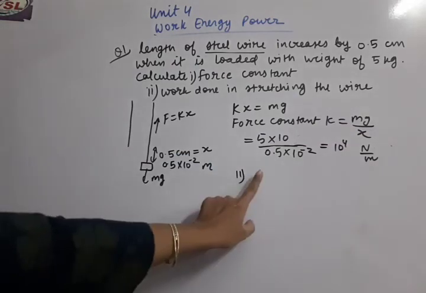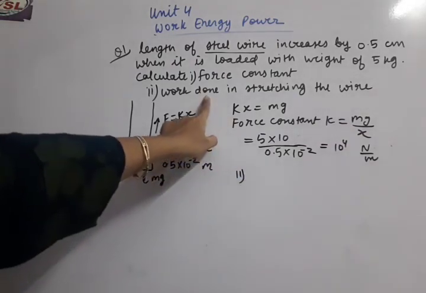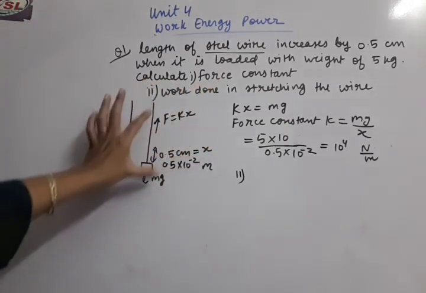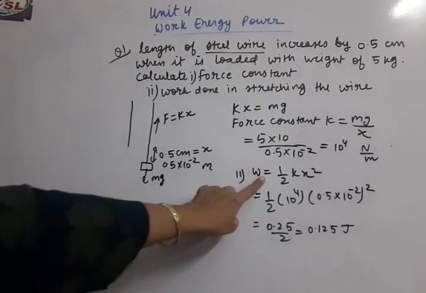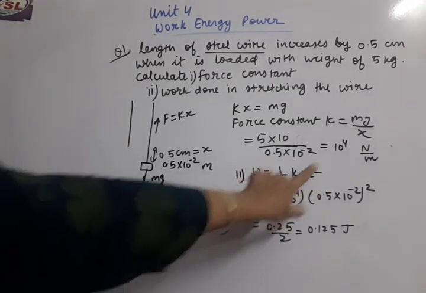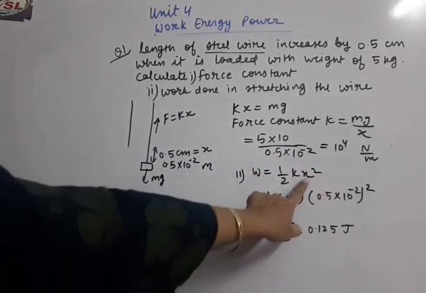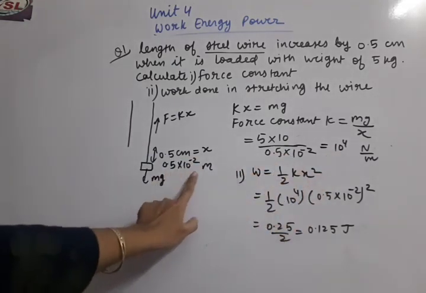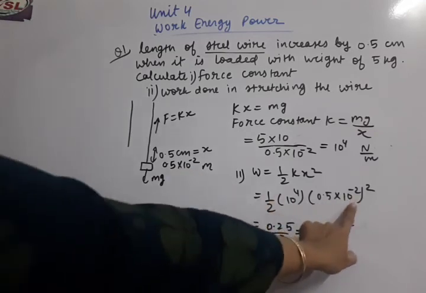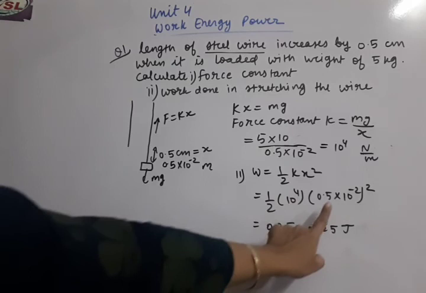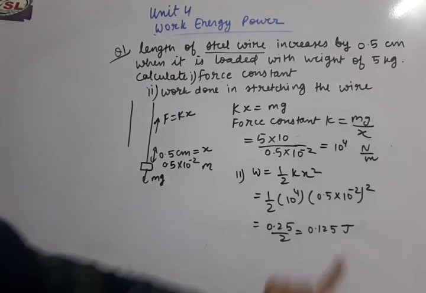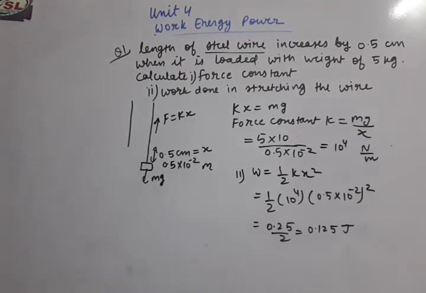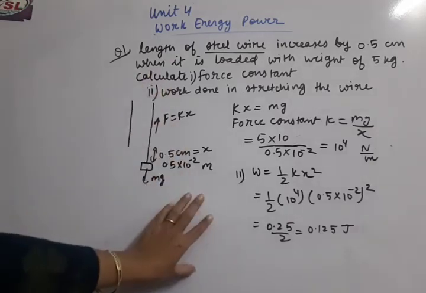After that, work done is also asked. So work done formula or potential energy formula of the stretched spring or wire is half of kx square. So half of kx square, k is already solved, 10 raised to power 4. x is extension 0.5 into 10 raised to power minus 2. So 10 raised to power minus 4 and 10 raised to power plus 4 will cancel. 0.5 square is 0.25 upon 2. It will become 0.125 joule. So this way we solve the questions related to the spring or wire stretched.